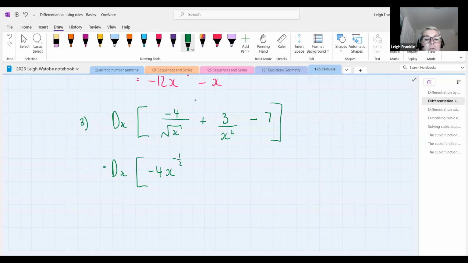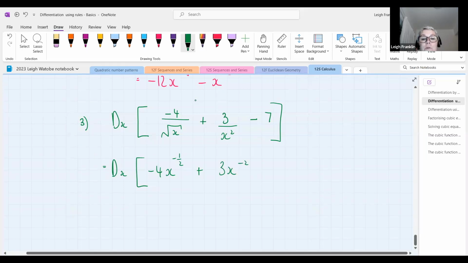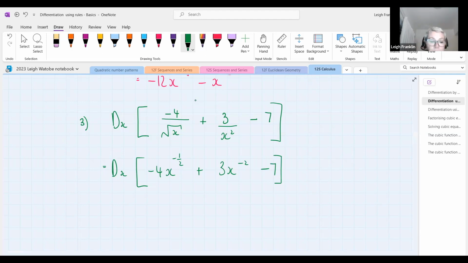Good. Plus 3x to the exponent negative 2. Good. And then closed brackets. And then minus 7 is a constant. Okay, but you've got to keep it there until you take your derivative. Keep going. You're doing very well.